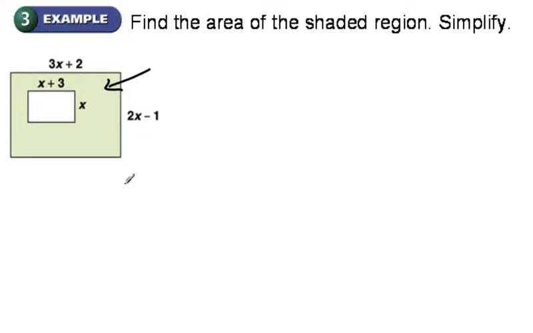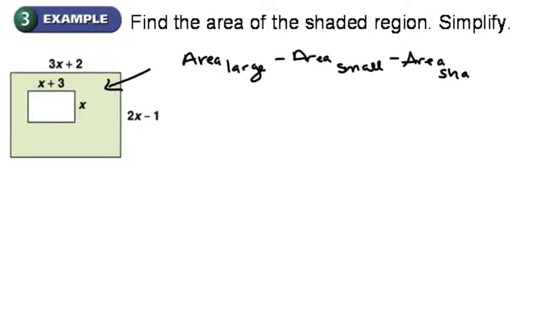That means you have to take into consideration what this is. So there's 2 ways to do this. I think the easiest is to find the area of the larger, so the area of the large, and then subtract the area of the small, and that's going to give you the area of the shaded. Okay, so the area of the large is going to be 3x plus 2 times 2x minus 1.